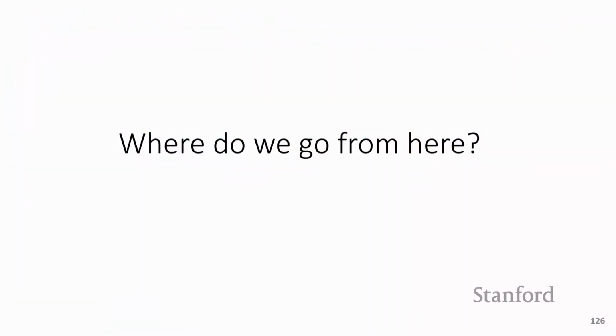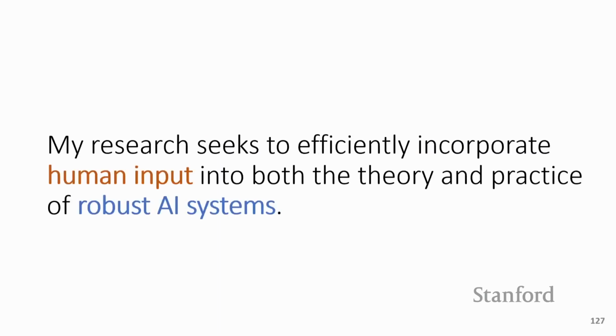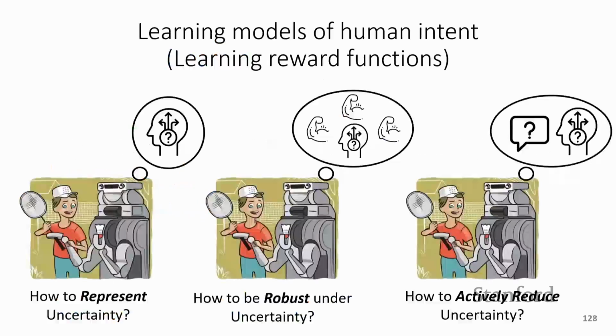Cool. So at this point, I'd like to think about where we go from now. What kind of ideas am I excited about in the future? Popping back up to our original statement at the beginning, I'm still very interested in this high-level goal of using human input in order to enable robust AI systems. And we've talked a lot today about learning models of human intent, right? Learning these reward functions from human data. How do we represent our uncertainty over the reward function? How can we be robust? And how can we actively reduce that uncertainty?